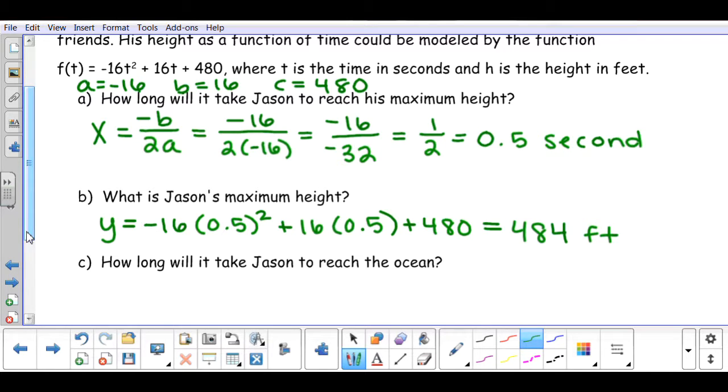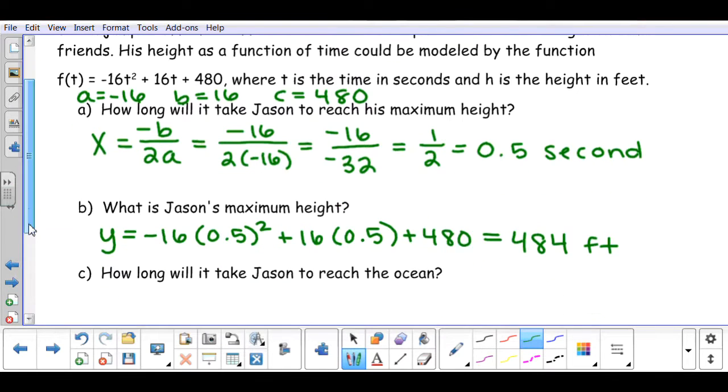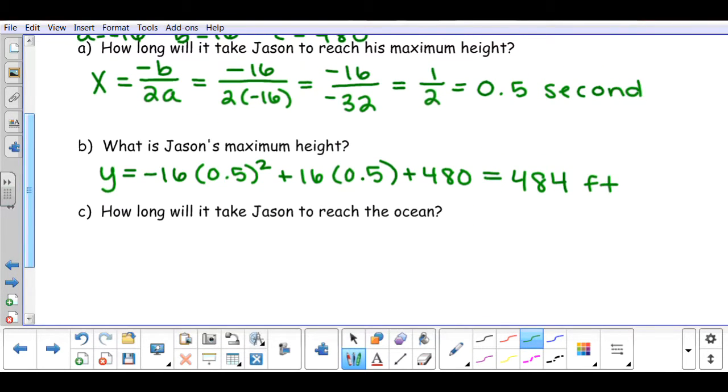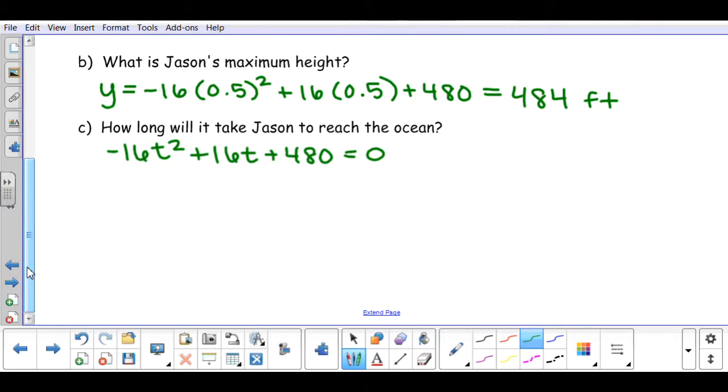Now in C, how long will it take Jason to reach the ocean? So if I go back, this is going to be my last question. So how long will it take him to reach the ground? So I need to factor, I need to find my zeros. I'm going to take my equation and I'm going to set it equal to 0. And since it has an A term, a B term, and a C term, I'm going to try and factor it using the bridge or the box method.